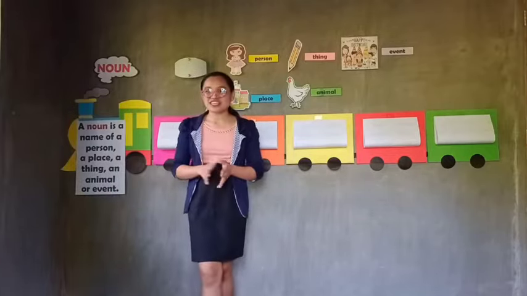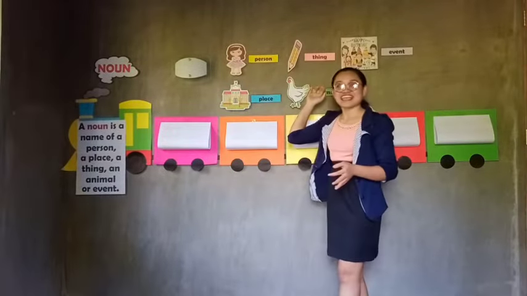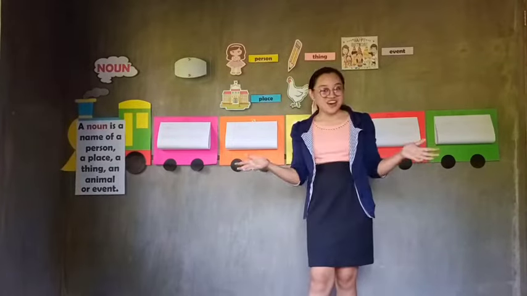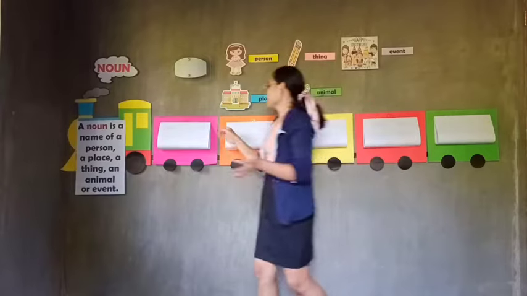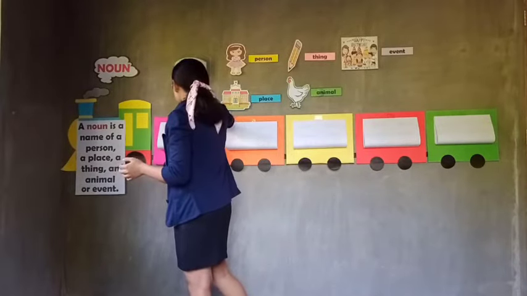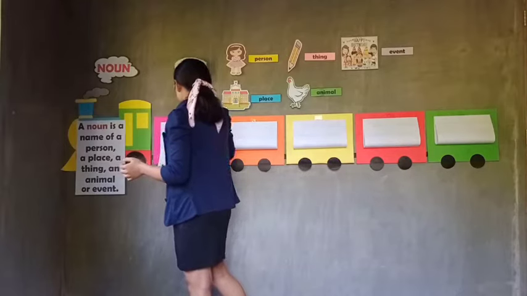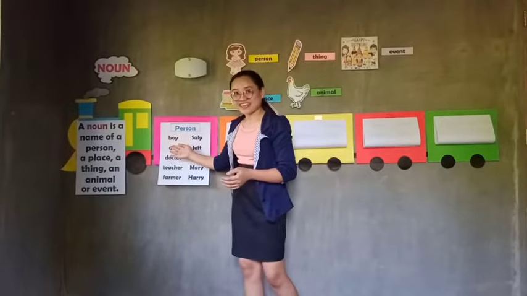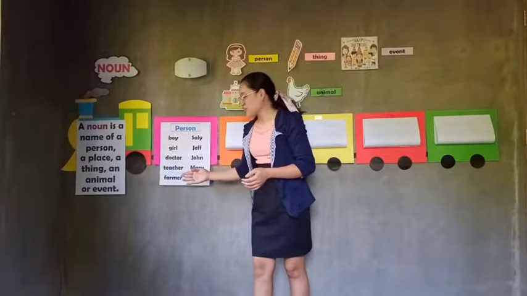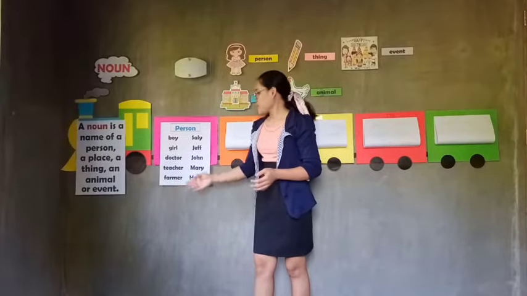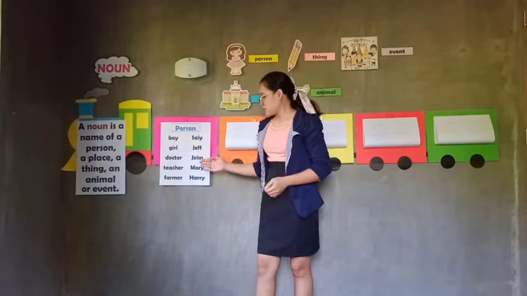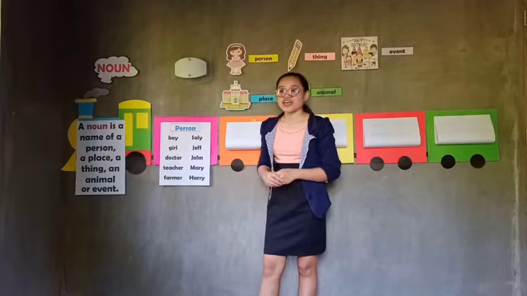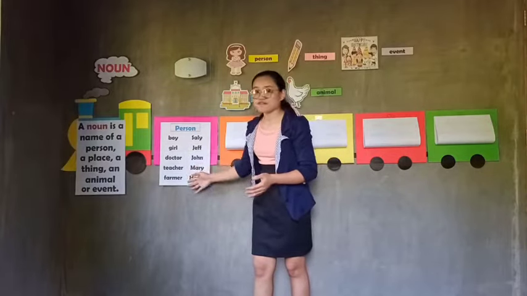These are the examples of a noun. The girl is a noun. Now, let me give you some examples. For person, we have boy, girl, doctor, teacher, farmer, Sally, Jeff, John, Mary, and Harry. These are the examples of a person.